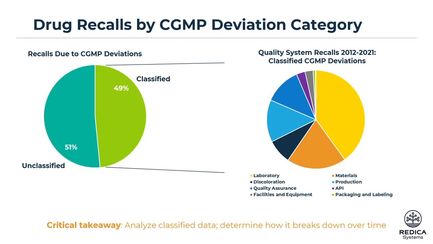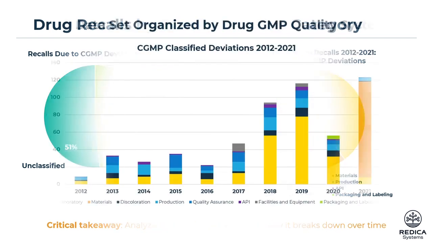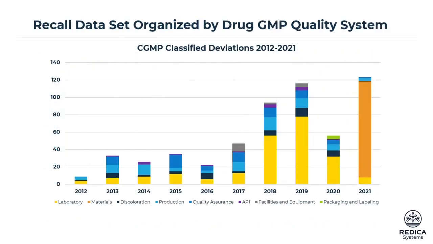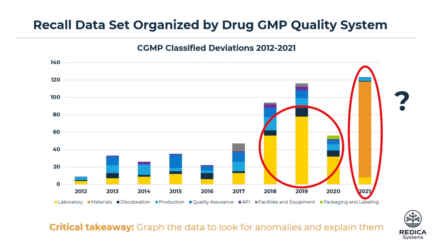In the FDA data set, only about half of the CGMP deviations list a topic or classification. Those are the ones we examined further. On the right, you can see 8 primary areas where manufacturing deviations led to drug recalls and how they appear to be distributed. If we look at those over time, you can see that even with replicas removed, as we discussed earlier, some anomalies stand out.